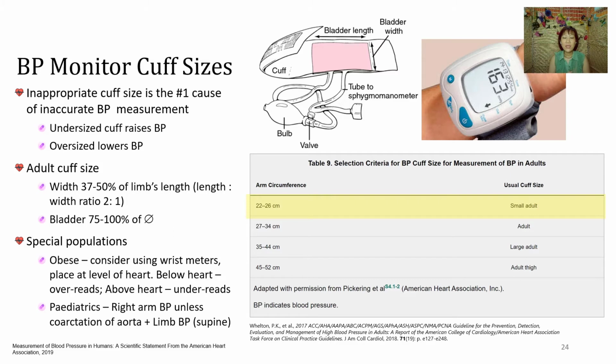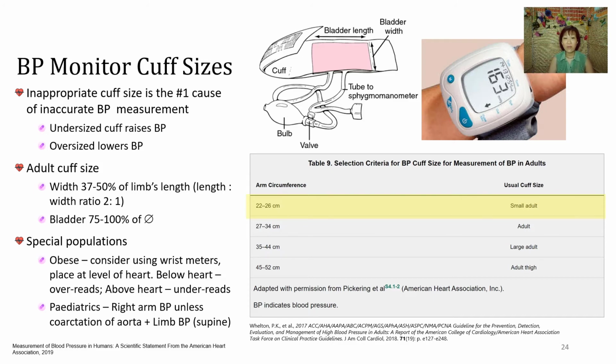Where the cuff size is concerned, it's important that the width of the cuff is about 40%, or one third to half, of the limb's length. So if the arm is really very short, then you need to be looking for a cuff size that is shorter this way in the width. And the bladder needs to wrap around your arm by at least three quarters to 100% of the circumference. When I'm talking about the bladder, I'm talking about the pink part over there with the label on the top, bladder length.